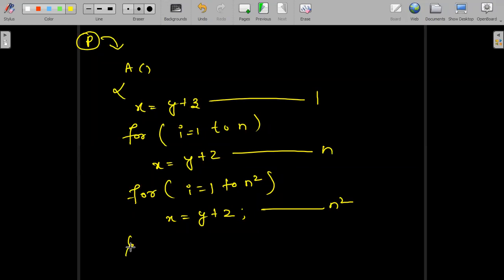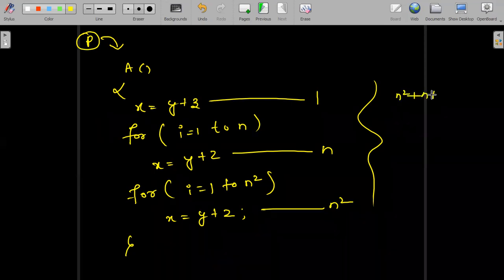Now tell me what is the time complexity of this. How are you going to find the time complexity? Basically, you find the time complexity like this: 1 plus n plus n square, or n square plus n plus 1. Yes or not? Like this you are taking, right?